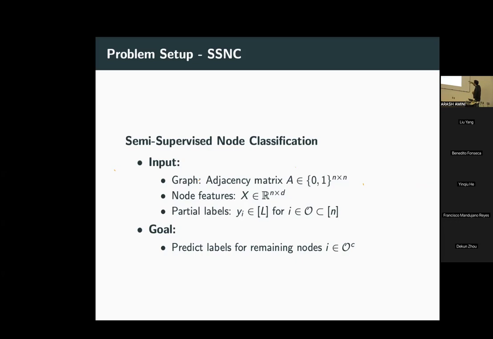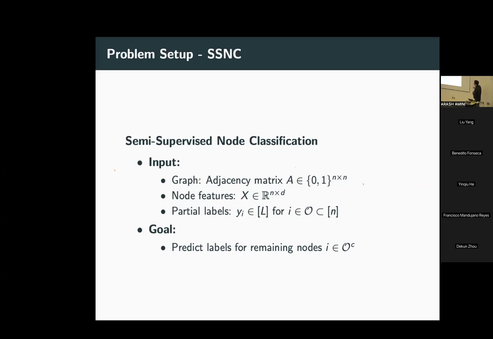And then you get node features. X is a matrix, let's say n by d, where n is the number of nodes and d is the number of features. This is like a classical regression matrix, like the design matrix in regression. The rows are the features you get for each node.